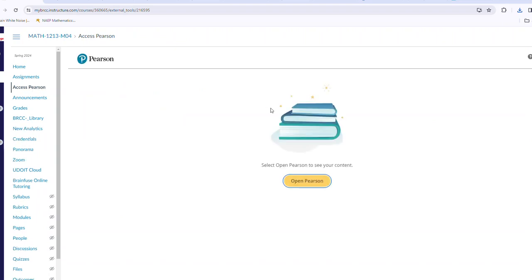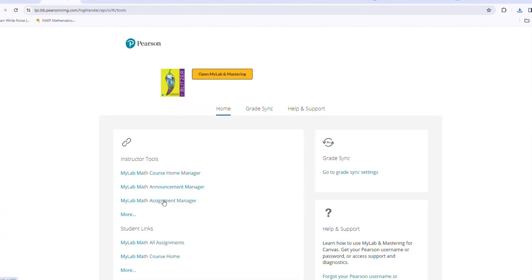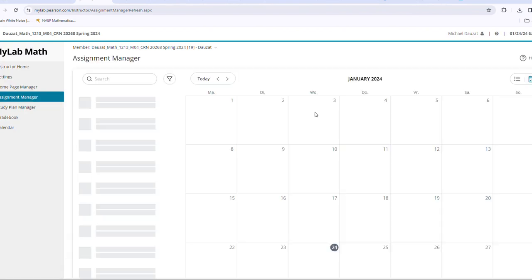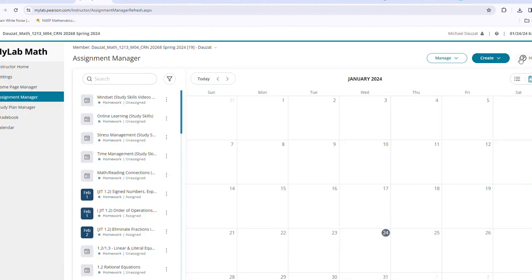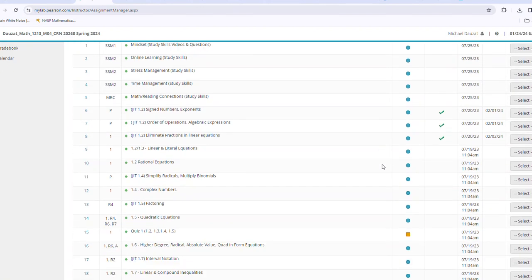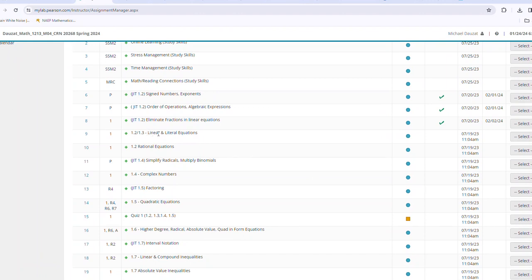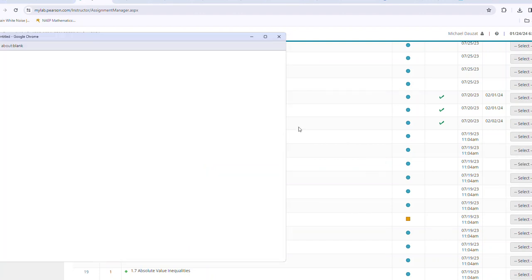And I'm going to go to, I'm not sure what yours looks like. Yours obviously doesn't look like this. I'm going to go to MyLab Assignment Manager. And let's see. So it's going to be the one that says linear equation, literal equation. So when you actually go to it, it'll look like this. All right. So remember, all of this is from last week as well.